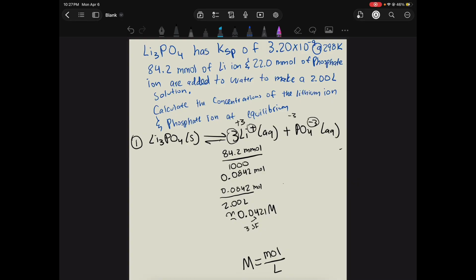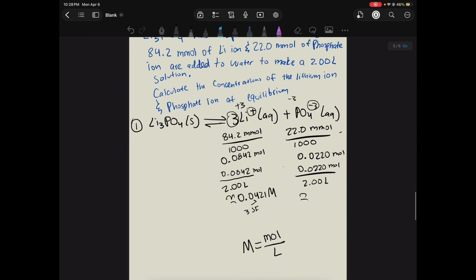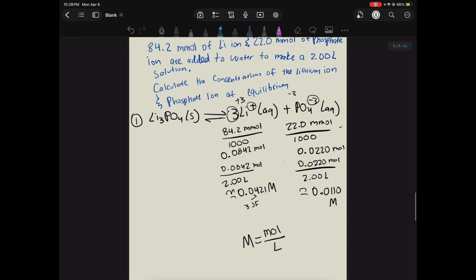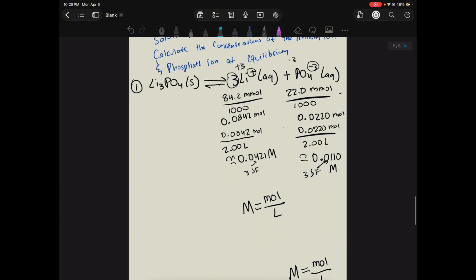Following similar logic, we're given 22.0 millimoles for the phosphate, divided by 1,000 to convert it to moles, which gets you 0.0220 moles. Then we divide this value of 0.0220 moles by the total liters, which is 2, to get around 0.0110 molars. Again, it should be in 3 sig figs. Okay. Now, how do we proceed?